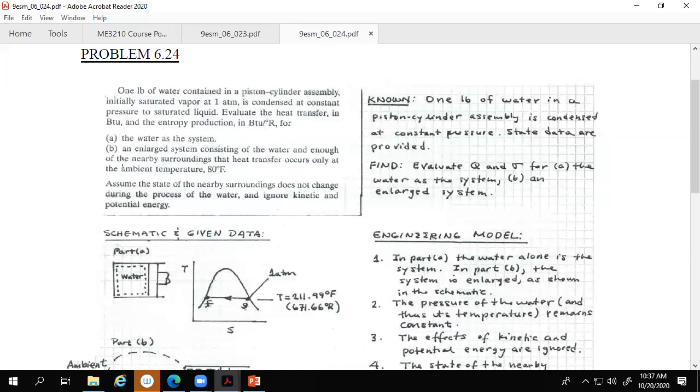And then we're going to take an enlarged system consisting of the water and enough of the nearby surroundings that heat transfer occurs only at the ambient temperature of 80 degrees Fahrenheit. So we'll get to that. Assume the state of the nearby surroundings does not change during the process. For the water, ignore kinetic and potential energy.